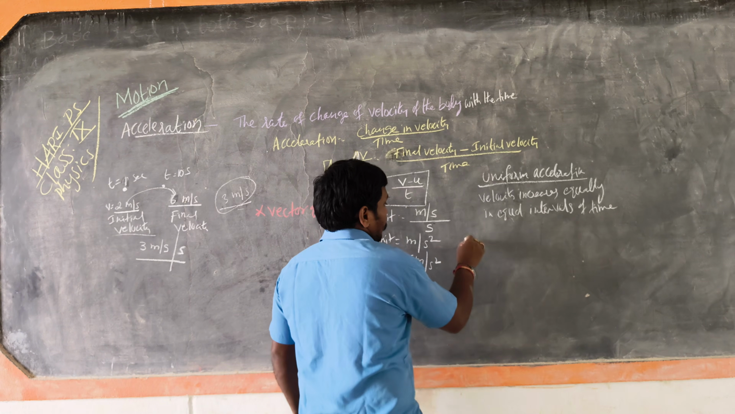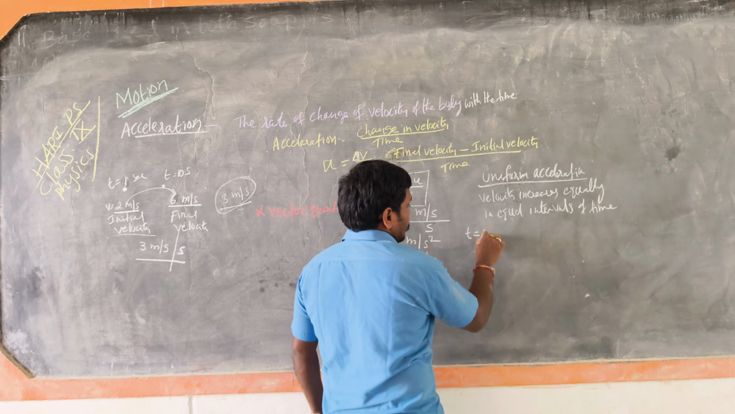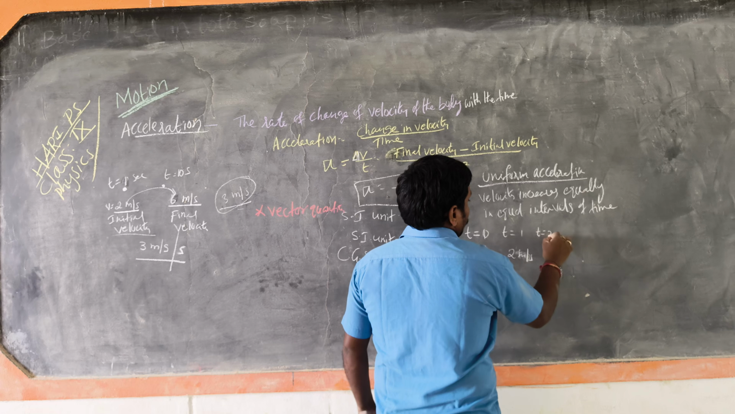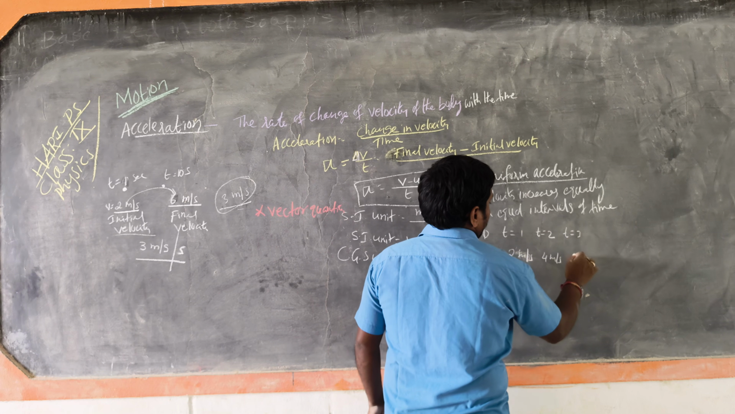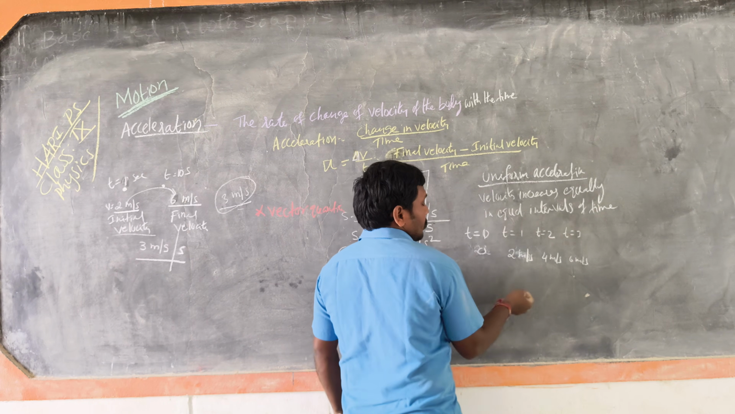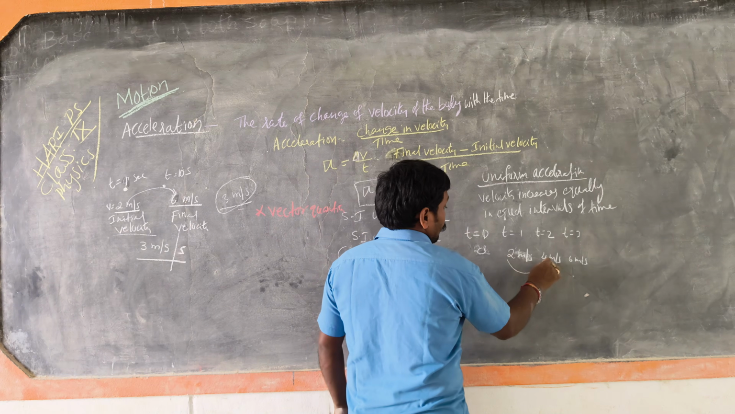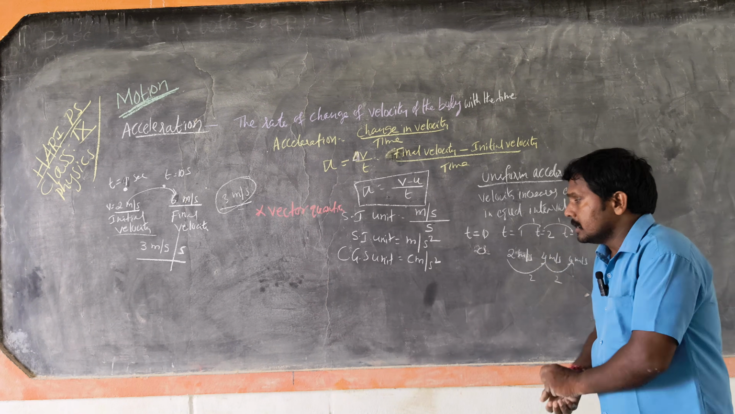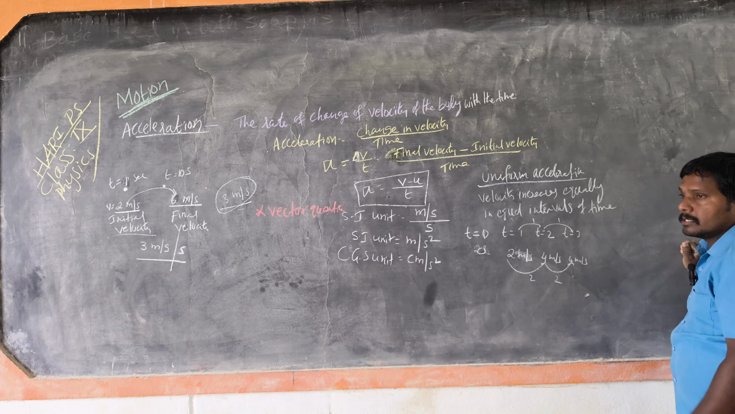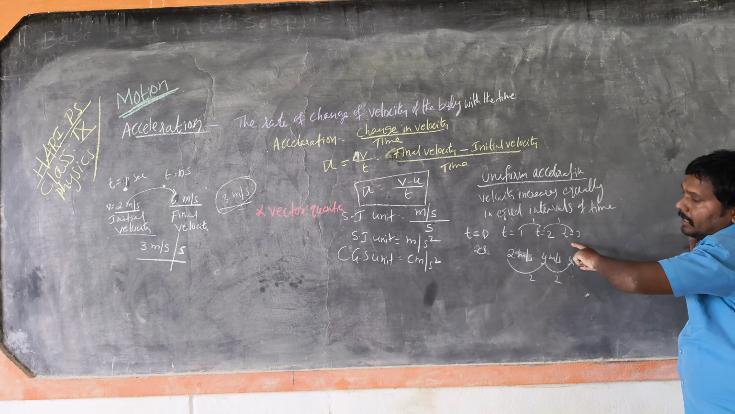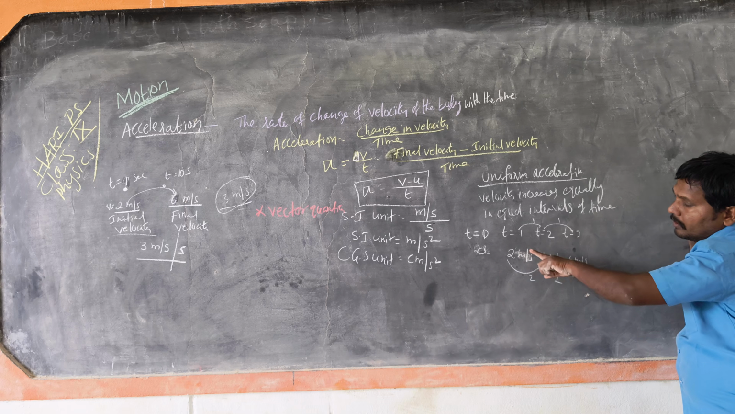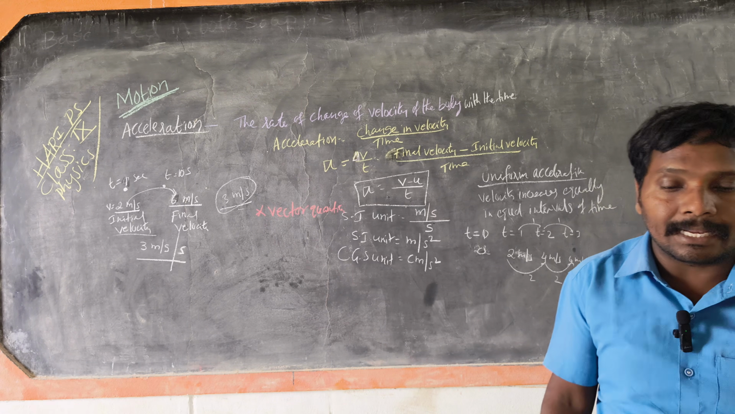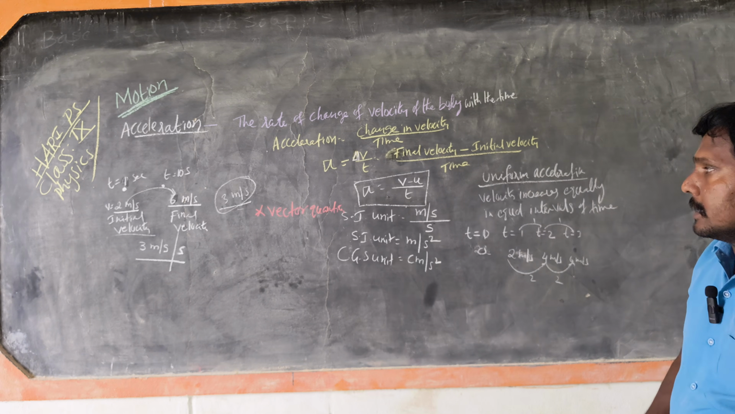For example, at t is equal to 0, the velocity is 0 as usual. At t is equal to 1, it is 2 meters per second. At t is equal to 2, 4 meter per second. Then at t is equal to 3, 6 meter per second. The time interval is 1 each time, and the change in velocity is 2 each time. For every second, the velocity changes by 2 meter per second. Such motion is called uniform acceleration. Right?